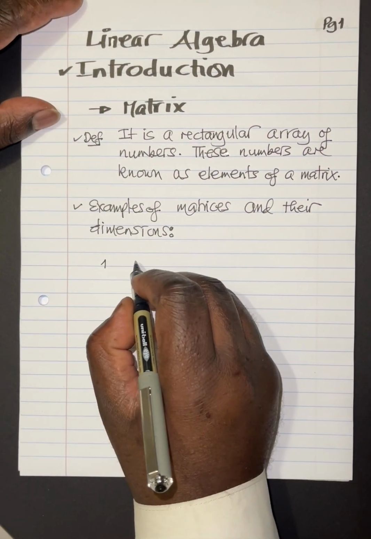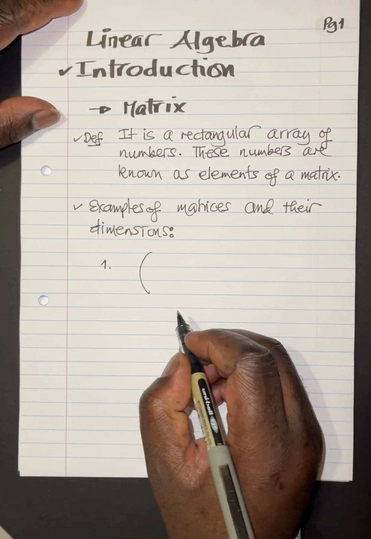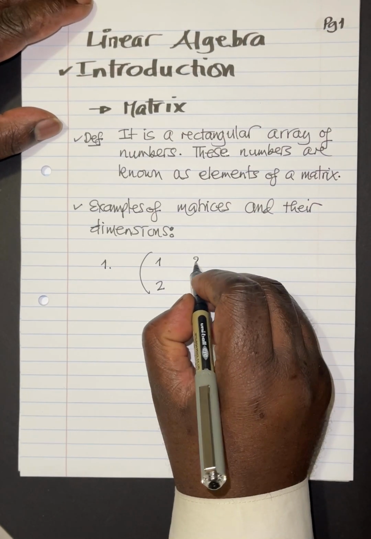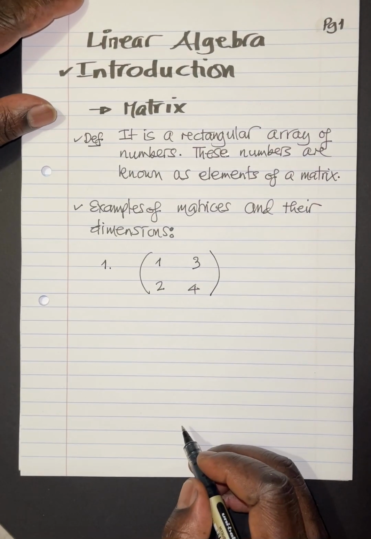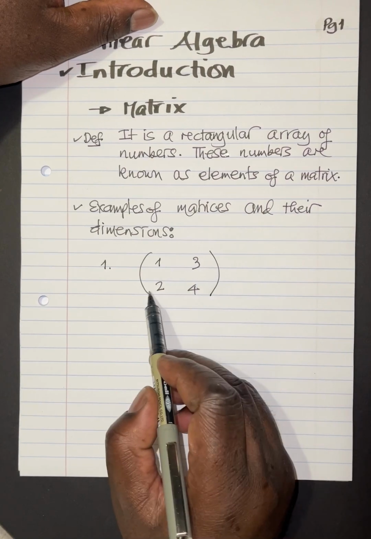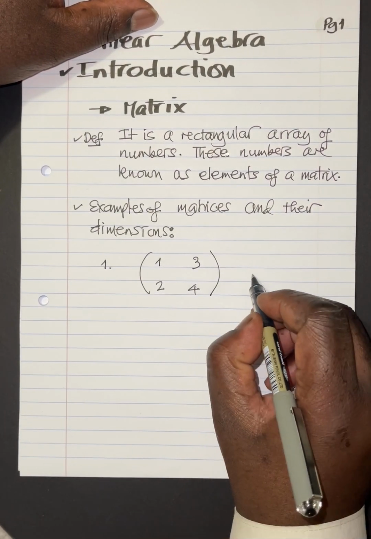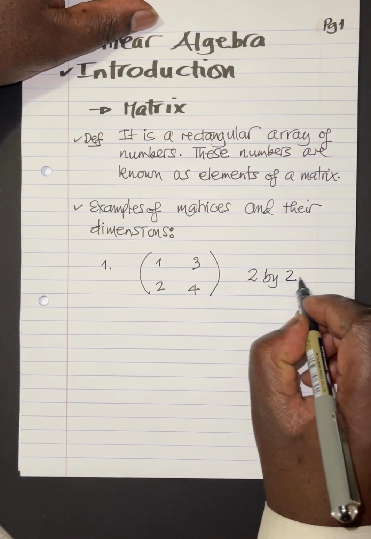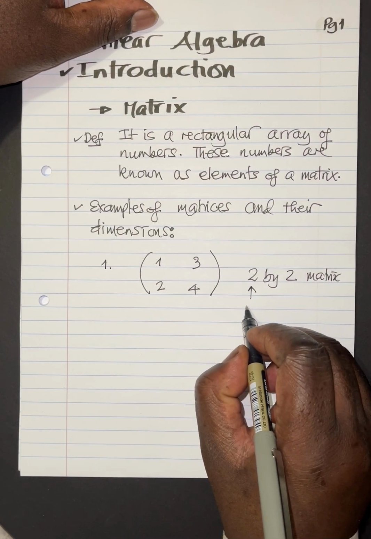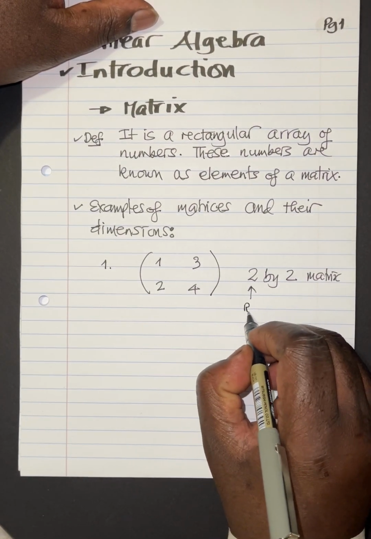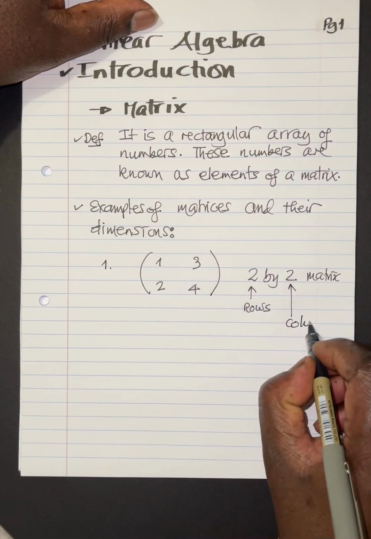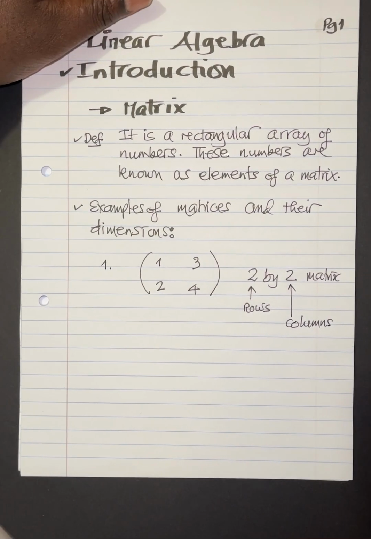I want us to look at this example of a matrix. Sometimes we use round brackets or square brackets. So I'm going to have 1, 2 here, and then 3, 4, like that. This one here is known as a 2 by 2 matrix because it has 2 rows and 2 columns. The first 2 represents the number of rows, and the second number represents the number of columns. So this is a 2 by 2 matrix.